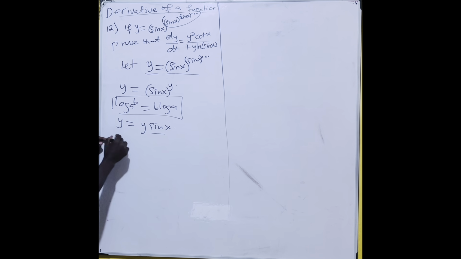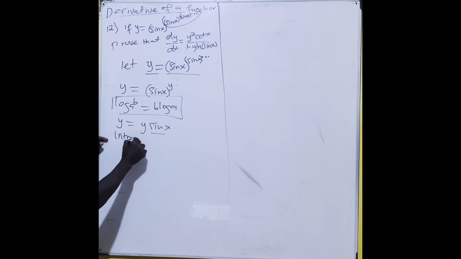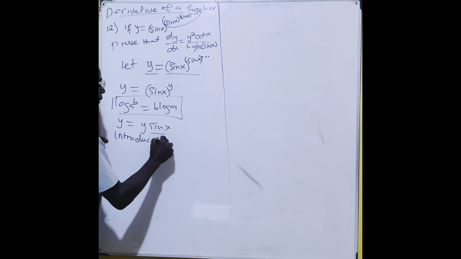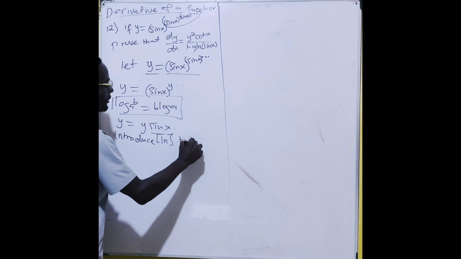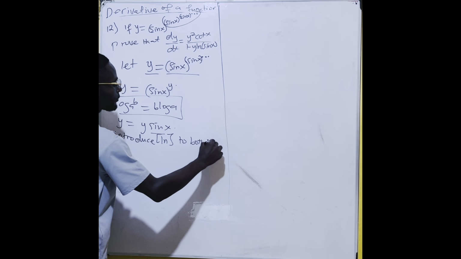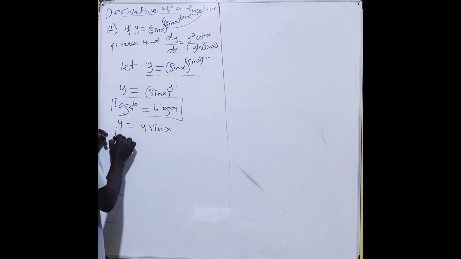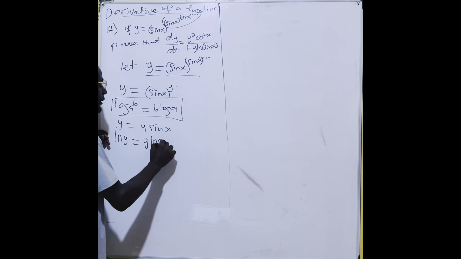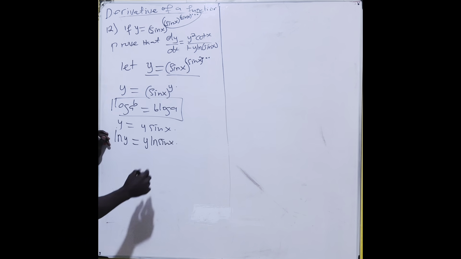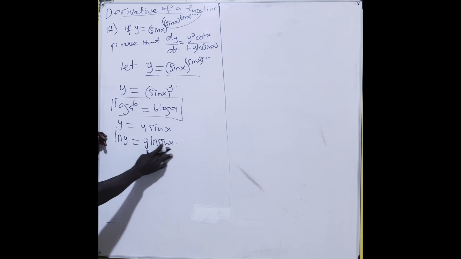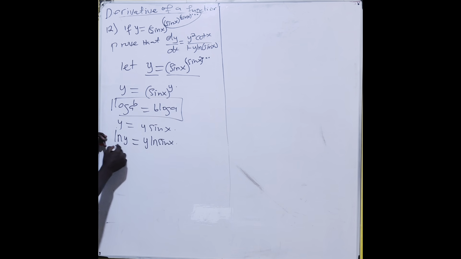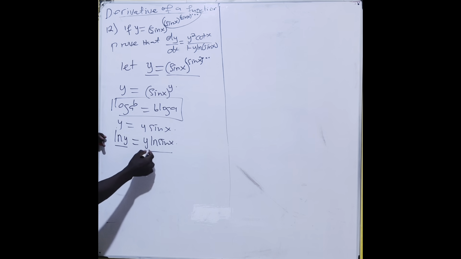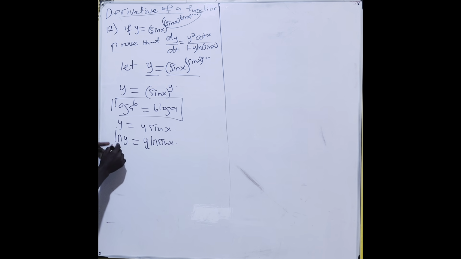So here we have to introduce ln to both sides. Then we have ln y equals y ln sine x, right? So this is what we have. Now we are going to differentiate this, and we are going to use the product rule because we have one function, we have the second function, right? So let's deal with this first.